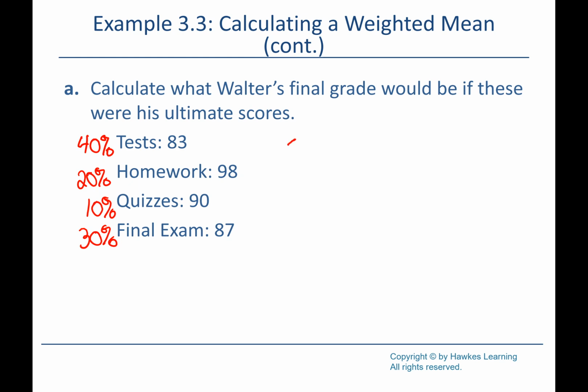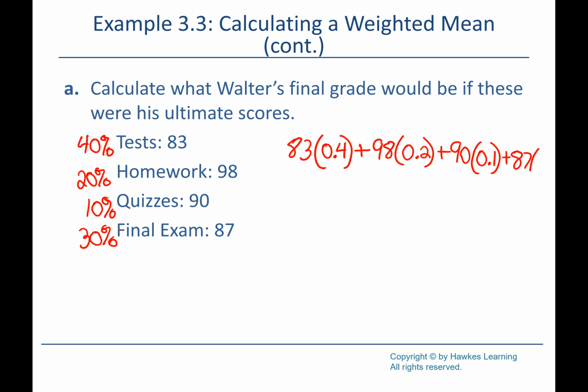Our first data value is 83. It has a weight of 40%. If we change 40% to a decimal, that's 0.4 or 0.40. Plus homework, we had a 98 with a weight of 20% or 0.2. Plus quizzes, we had a 90 with a weight of 10% or 0.1. And then 87 on the final, what he's guessing, with a weight of 0.3. Almost ran out of room here, sorry. And then we would divide by all the weight, so 0.4 plus 0.2 plus 0.1 plus 0.3.